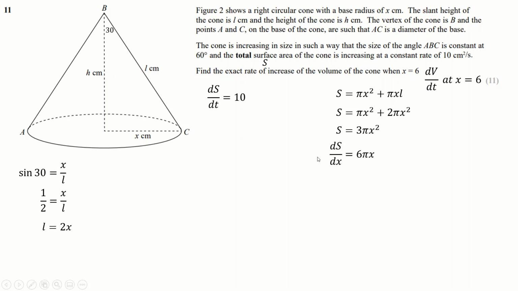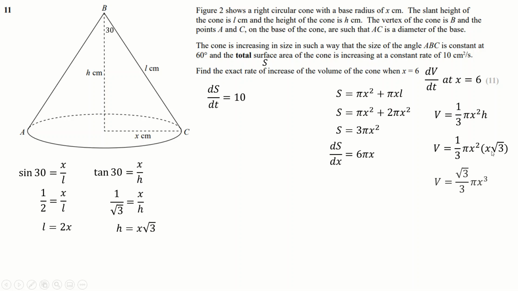Oh, in fact, no, now I'm going on to V. I'll deal with this later. Let's go on to V. V is, of course, a third pi r squared h, where r is x. But again, I can do the same thing with this triangle. I can express h in terms of x. So tan of 30, opposite over adjacent, is x over h. Tan of 30 is 1 over root 3, cross multiply, and then substitute that h into here to get this. x times x squared is x cubed, root 3 over here. Good. Differentiate to get dV by dx is that.